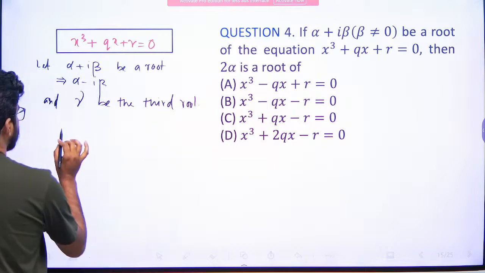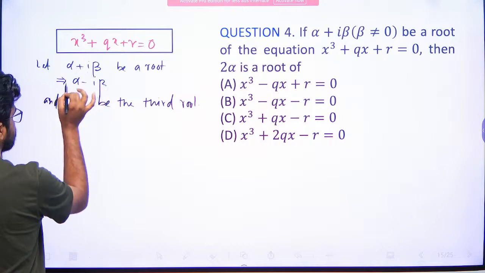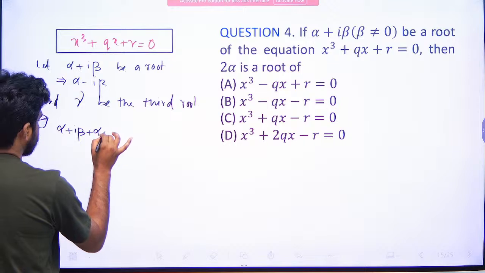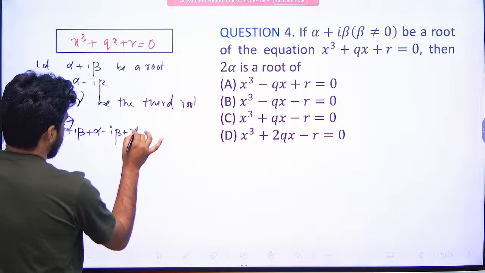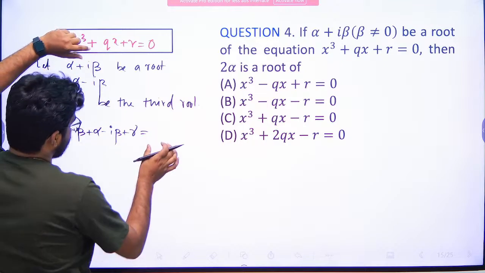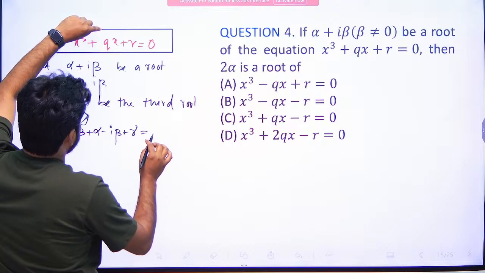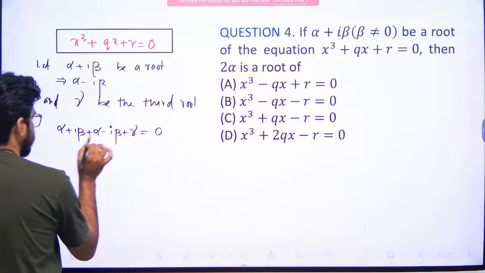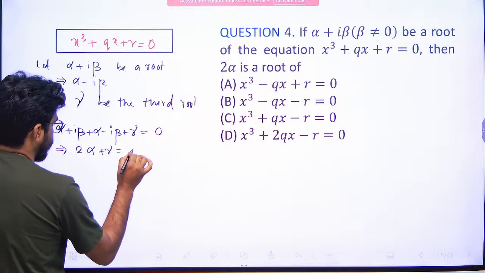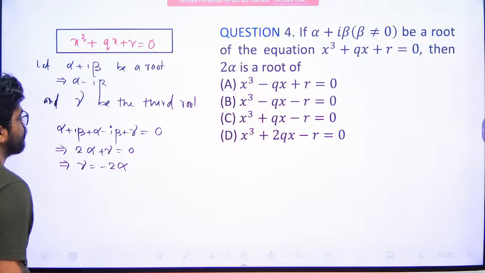So from the relation between roots and coefficients, suppose the roots are alpha, iβ and minus iβ. Alpha plus beta plus gamma is the minus coefficient of x square by coefficient of x cube. Here the coefficient of x square is 0, right? So plus iβ and minus iβ cancel, so we get 2 alpha plus gamma is equal to 0, that means gamma is minus 2 alpha.